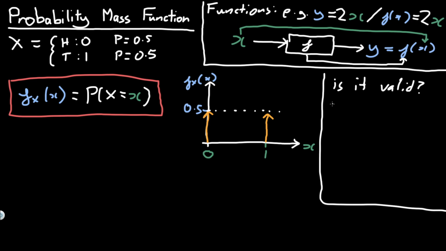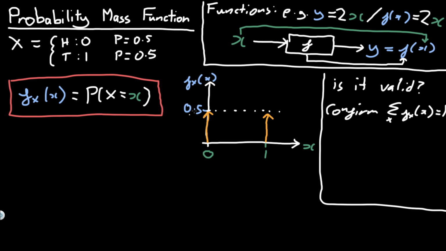So we simply have to confirm that the sum of all the input possibilities of the mass function sum to 1, which is another way of just saying that probabilities sum to 1, which is a core concept, right?